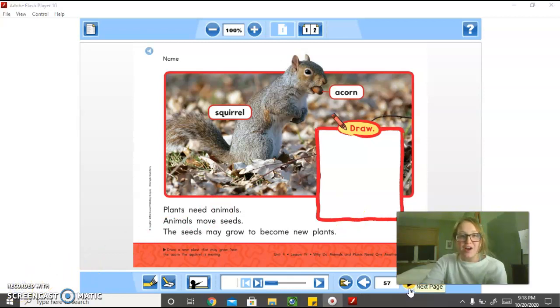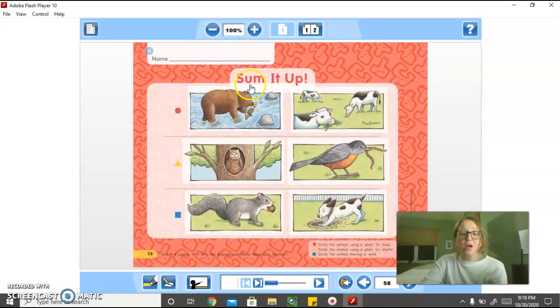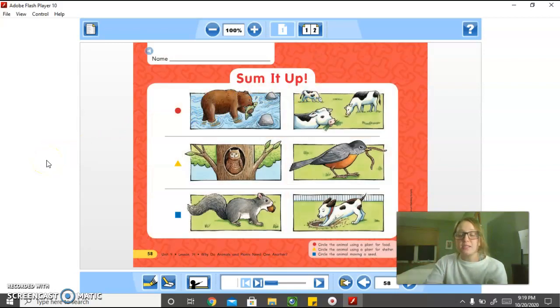Okay, now that you've drawn, hopefully you drew something like a tree, because acorns make trees. That's how we get more acorns, because they come off the trees. We're going to turn to the next page, and it's already our Sum It Up page. So remember, in my class we talk about this a lot. We want to just have our own answers. We don't want to be sharing answers with other people. We want to know how much we've learned.